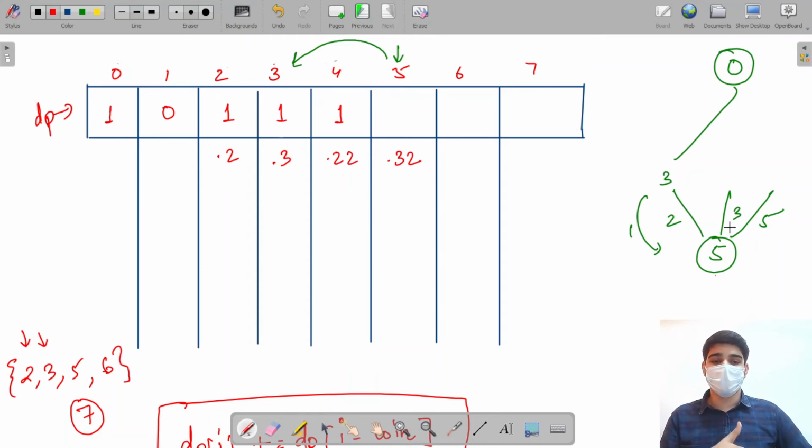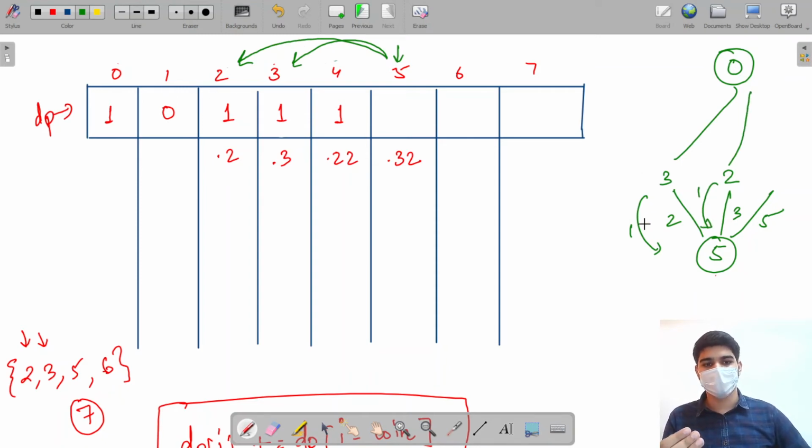Now, if I call for 3 from 5, it will land me up at 2. If I go back to 2, 2 would say I have one possible way to reach 0, which is 0, 2. So if I add 3 to 0, 2, I would get another permutation. So I write this in red, we would have 2, 3.